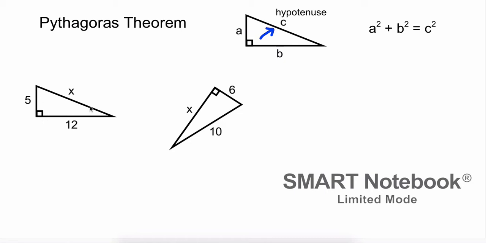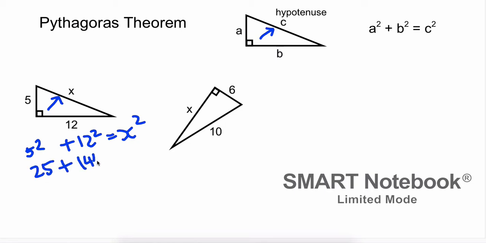Here we have 5, 12, and the hypotenuse x is something that we need to find the length for. So following the formula, we will have 5 squared plus 12 squared equals x squared. So always x is the c, the hypotenuse. And then we know 5 squared is 25, 12 squared is 144, and don't forget that what you have here now is x squared and not x itself.